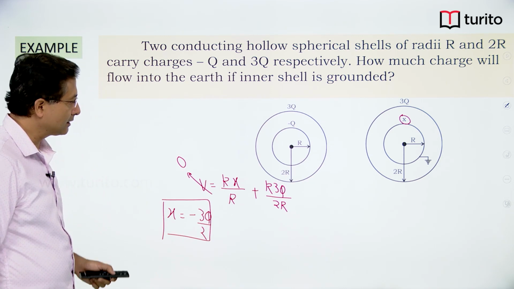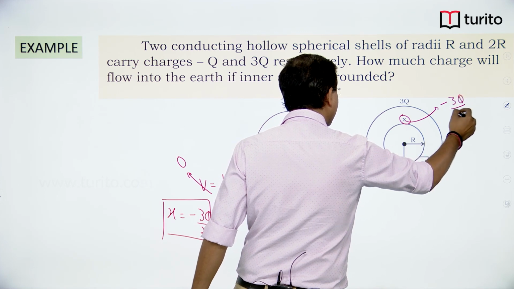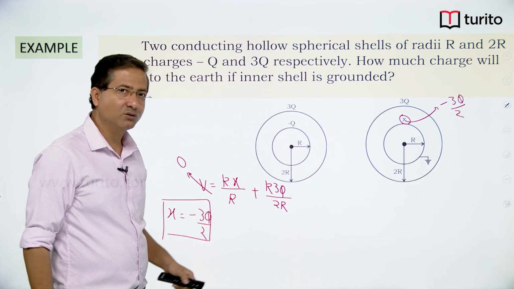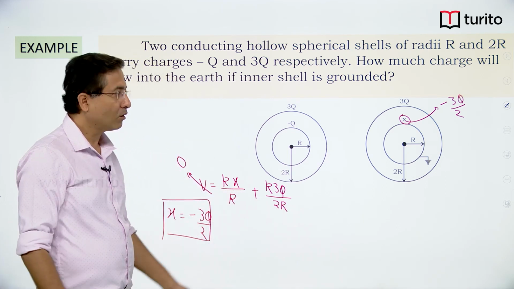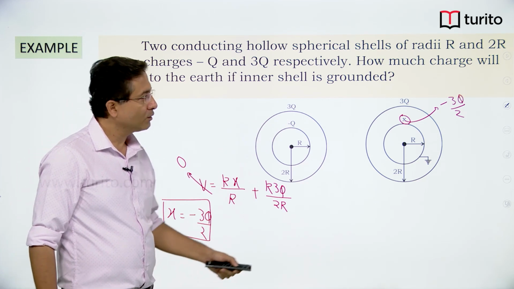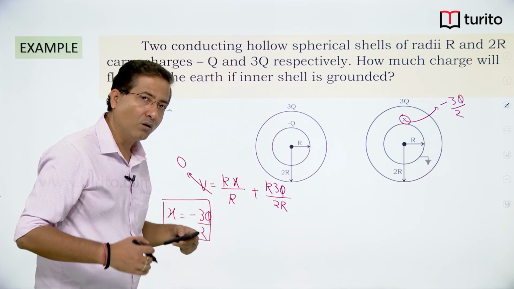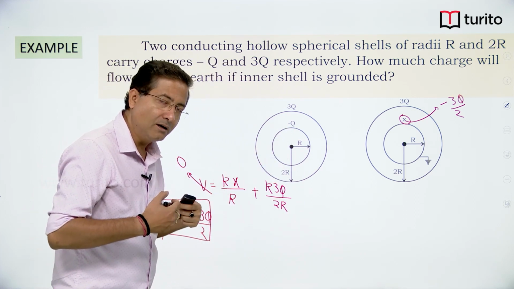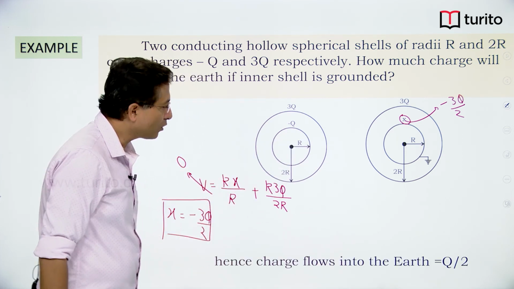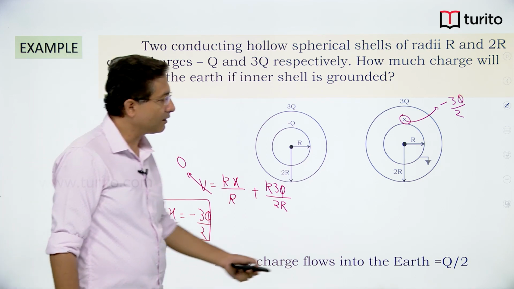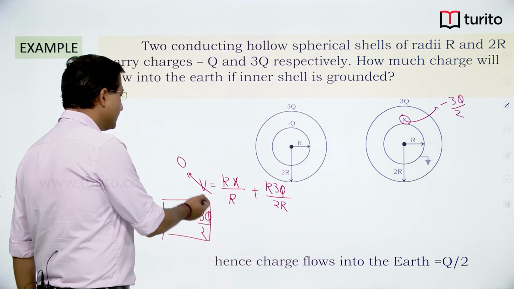So, x is minus 3q by 2, this will be the final charge on the inner conductor, right. So, if x is minus 3q by 2 and it was minus q, that means q by 2 further flows out. Already it is minus q and finally it becomes minus 3q by 2. That means from this, an extra q by 2 will flow out, then it will become minus 3q by 2. So, how much charge is given to the earth, that is q by 2. The concept is potential is equal to 0.